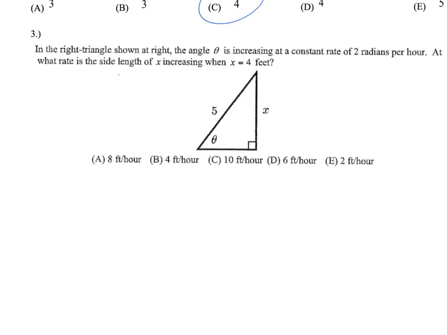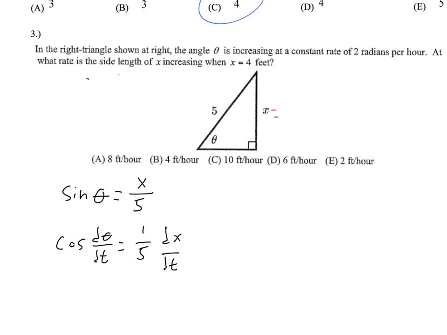It's not overly apparent what the relationship is here, but if I have an angle and I have the opposite side and we know the length of the hypotenuse, then we can relate them and say that the sine of this angle is equal to the opposite over the hypotenuse. And then if we want to find the rates at which these things are changing, let's take the derivative of both sides. So the derivative of sine is cosine theta, d theta/dt is equal to 1/5 dx/dt.